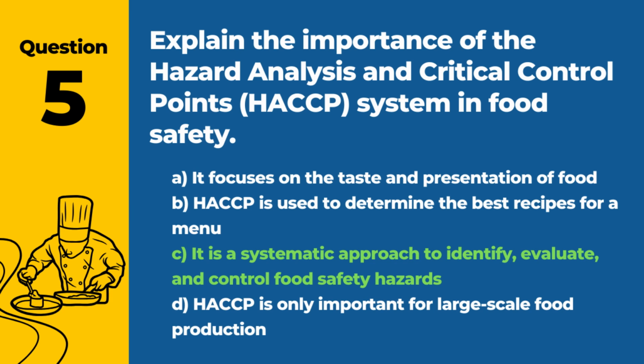Answer: C. It is a systematic approach to identify, evaluate, and control food safety hazards. The hazard analysis and critical control points (HACCP) system is crucial in food safety as it provides a structured approach to identify, evaluate, and control hazards that could pose a risk to the safety of food, from production to consumption.